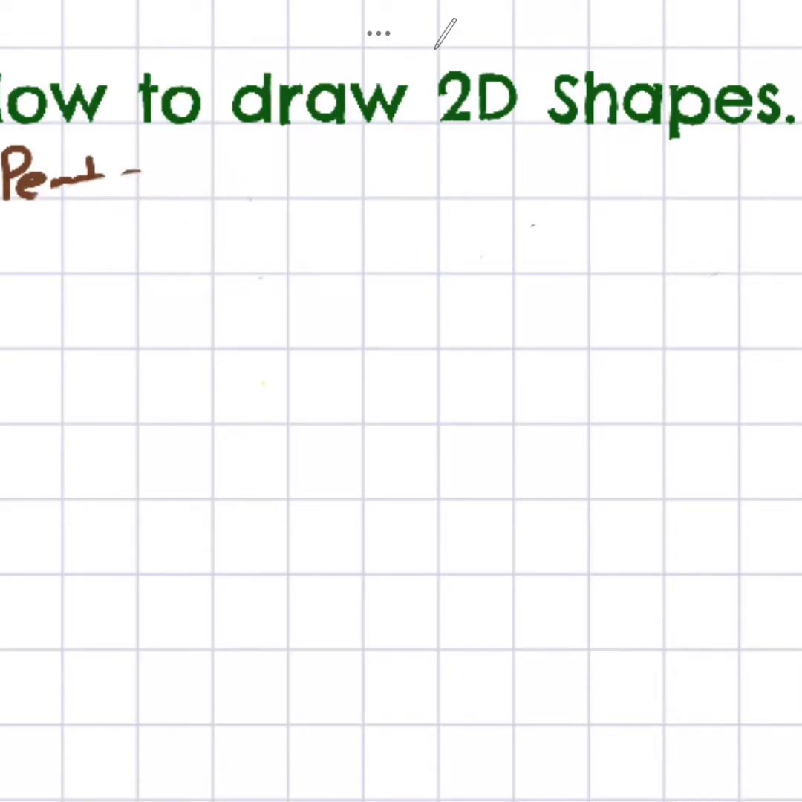Okay, so our next shape is a hexagon. When you're drawing a hexagon, it's really important. Let's just write that word down first so I know what we're doing. Hexagon, okay. It's really important when you're drawing a hexagon to try and keep your sides fairly similar.